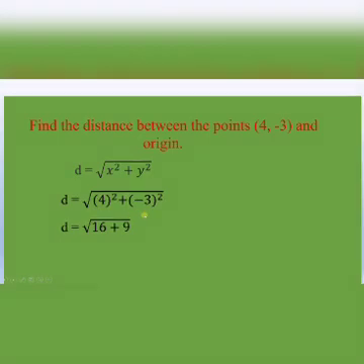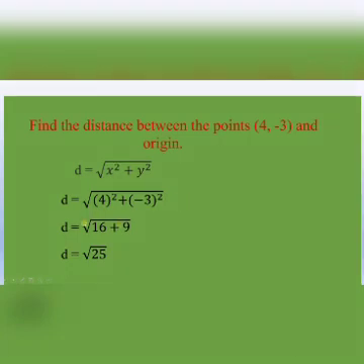In the following step, if I add 16 plus 9, it will be 25. Square root of 25. You know the value of square root of 25, that is d is equal to 5. That means the distance between the points (4, -3) and the origin is 5.